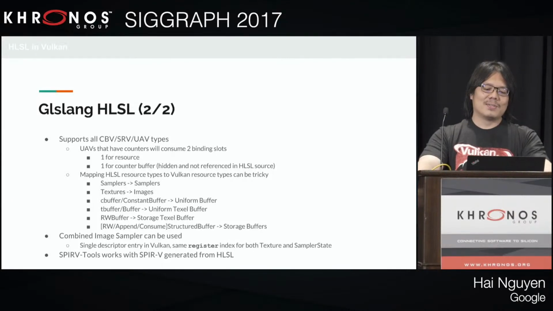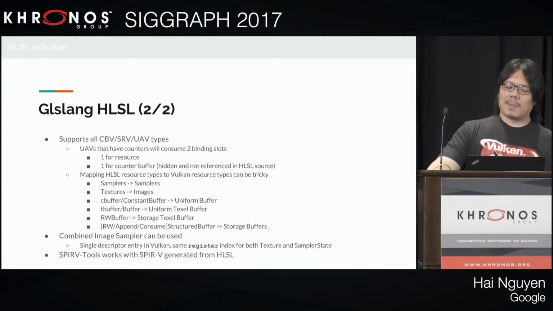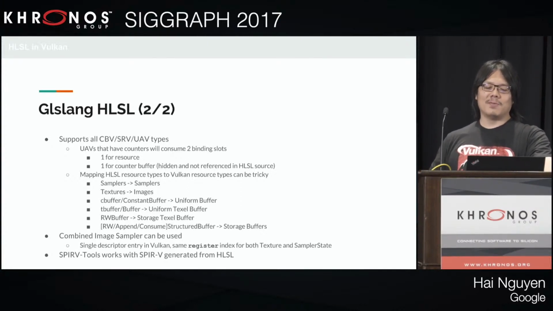Combined image samplers work, but it's probably not recommended. I tried this on an NVIDIA card earlier, and it seemed okay. It may be undefined behavior, but that's what somebody told me earlier. And of course, the SPIR-V that's generated by glslang does work with the existing SPIR-V tools.